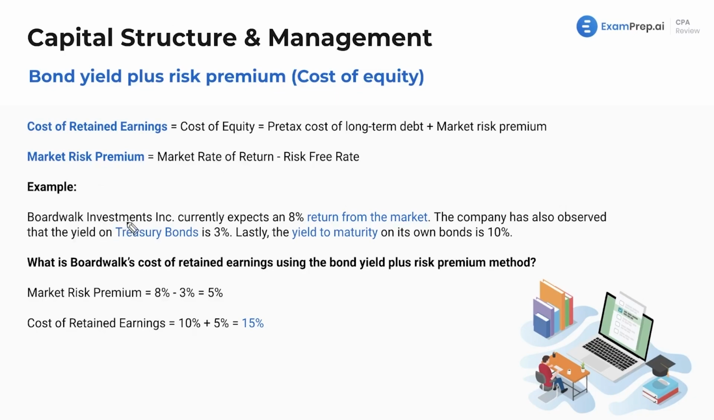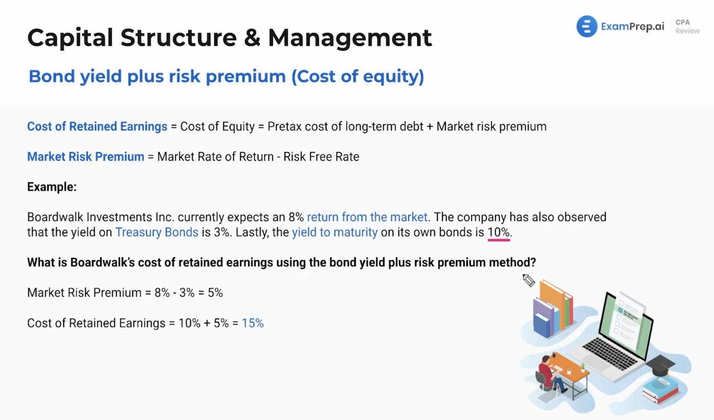We've got Boardwalk Investments again. We're currently expecting an 8% return from the market. So that's the S&P, right? The overall market. The company has also observed that the yield on the treasury bonds is 3%. So you can rest assured you're guaranteed 3%. Lastly, the yield to maturity, or just essentially the cost of debt, right, on its own bonds is 10%. So it's paying out 10% on its own bonds. What is Boardwalk's cost of retained earnings using the bond yield plus risk premium method?